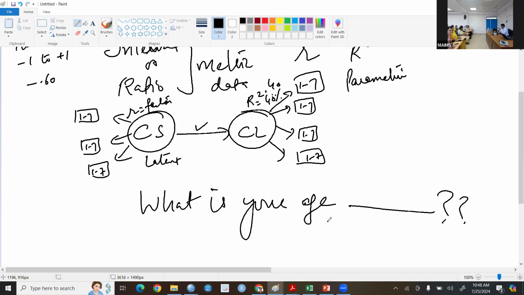So what is your age? If I ask a question like what is your age, I am collecting ratio data. Because somebody will say my age is 46, somebody will say 42, 33, 26. This data is ratio data. And I can apply correlation and regression with ease. Because with interval data or ratio data, I can apply correlation. I can apply any test with ratio data. Generally, the best data is ratio data. The highest order of data which should be collected is ratio data.